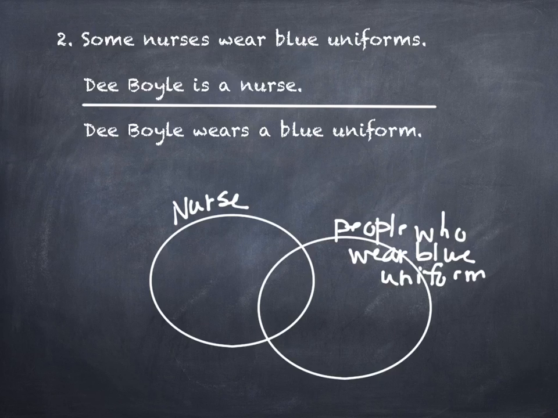You must label your circles. Otherwise, it doesn't make any sense to continue the problem. Now we've got D. Boyle, so we're going to let her be X. Let me change the color to yellow. I think it'll show up better.